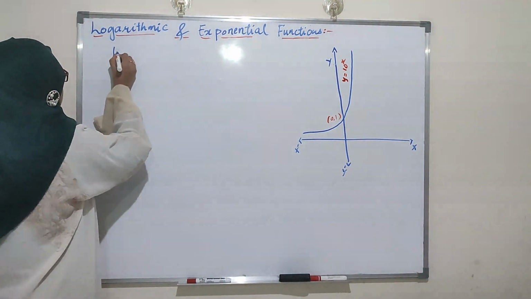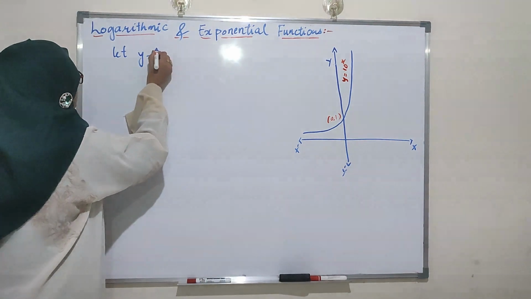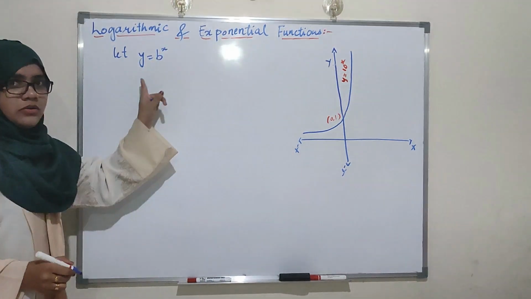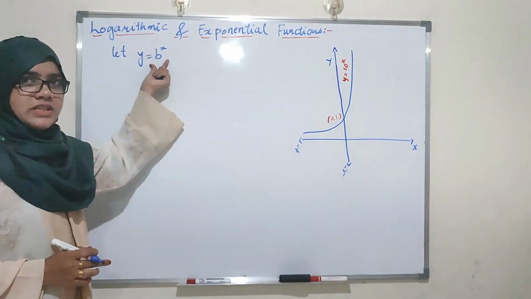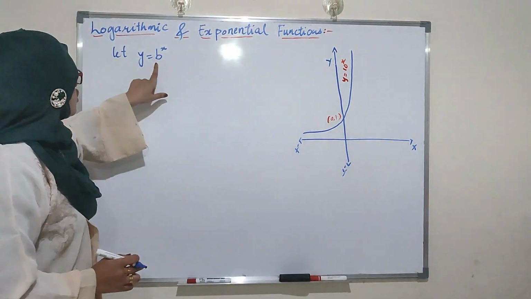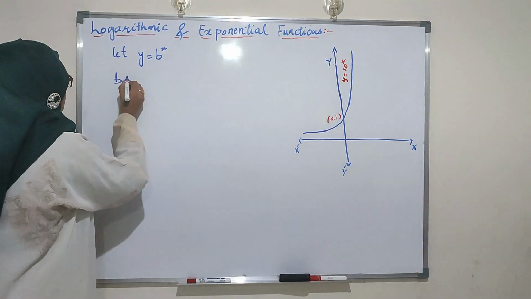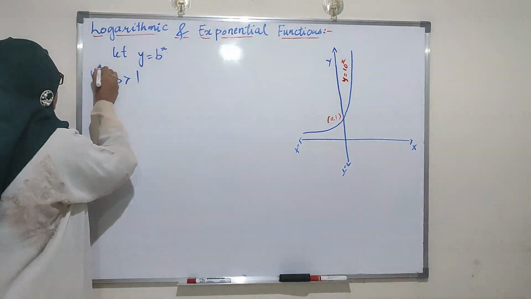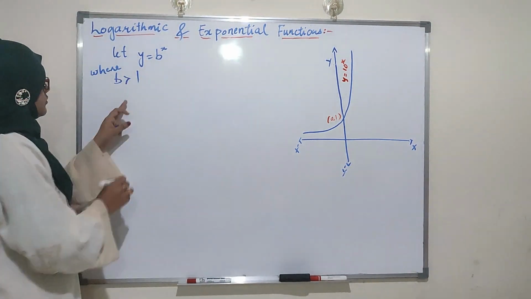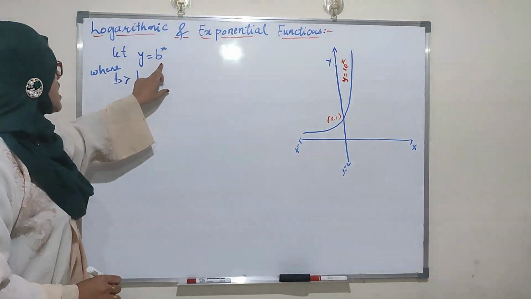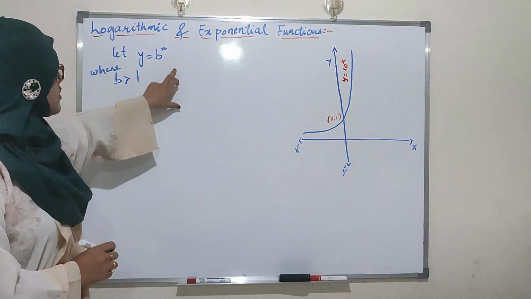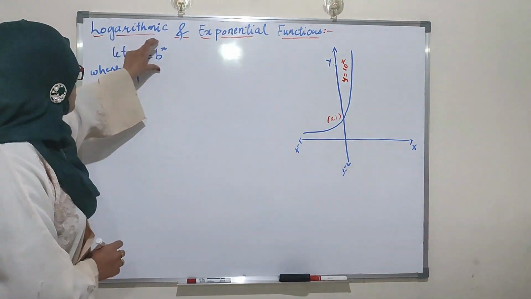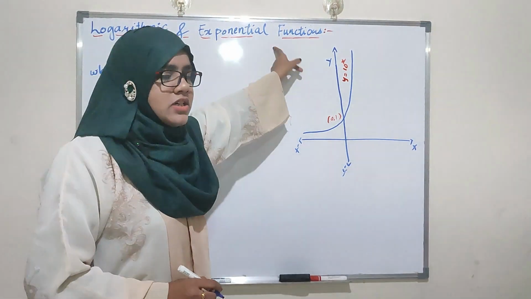Consider a function: let y is equal to b raised to x. Where b is the base of this given function and x is the power. The base b is always greater than 1, which means the base value is always positive. This type of function is known as an exponential function.